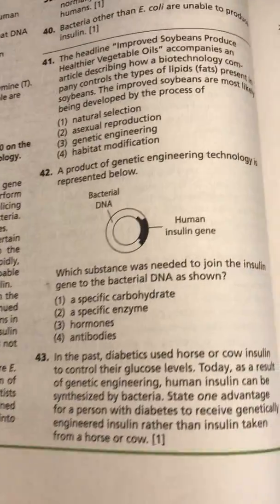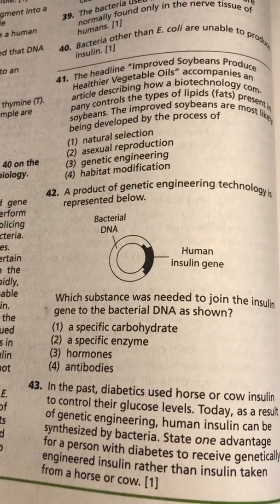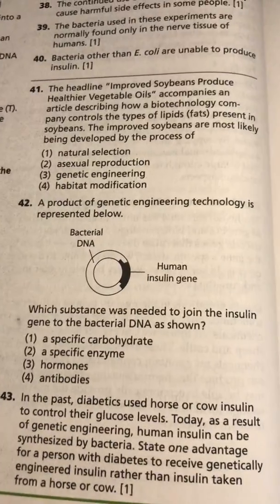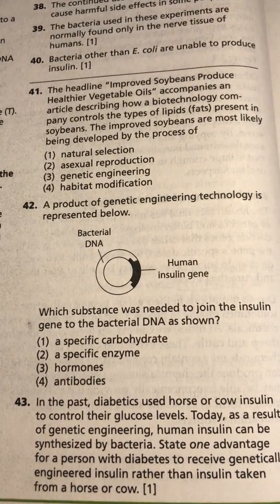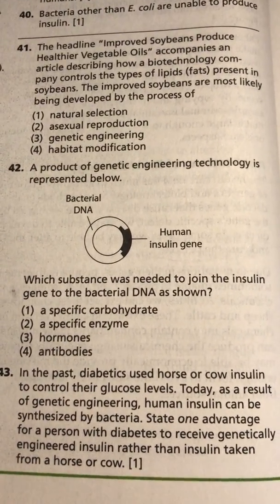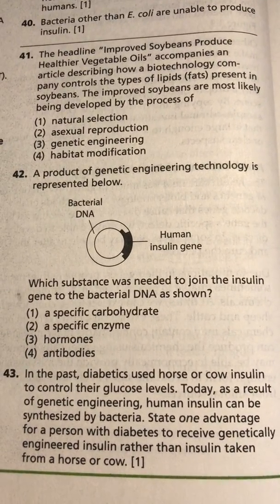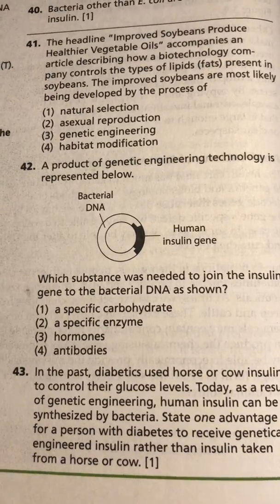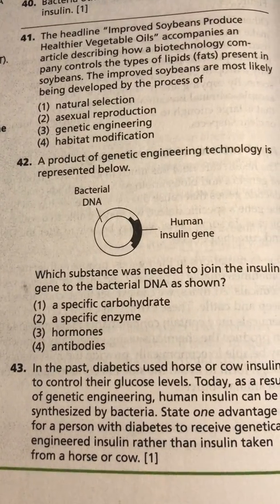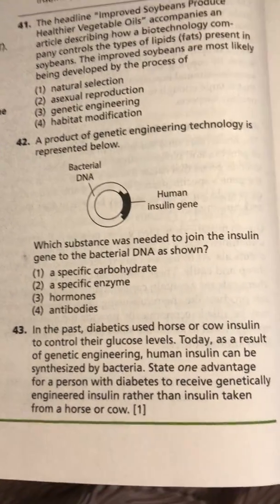41. The headline, "Improved Soybeans Produce Healthier Vegetable Oils," accompanies an article describing how a biotechnology company controls the types of fats present in soybeans. The improved soybeans are most likely being developed by the process of natural selection, asexual reproduction, genetic engineering, or habitat modification.